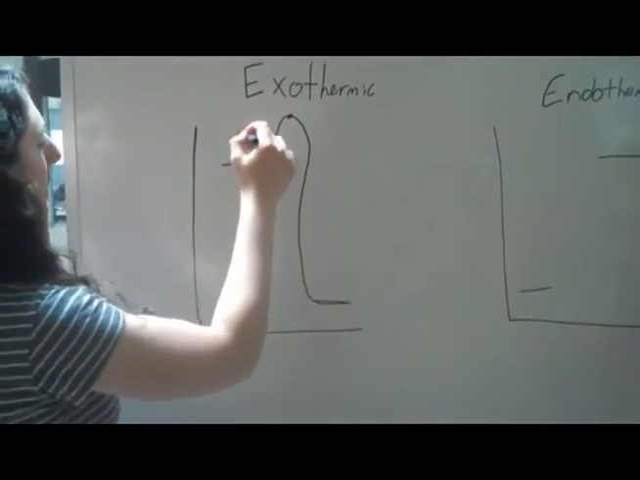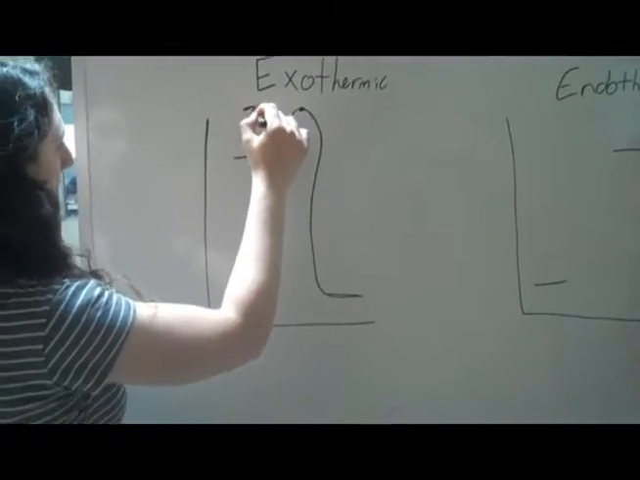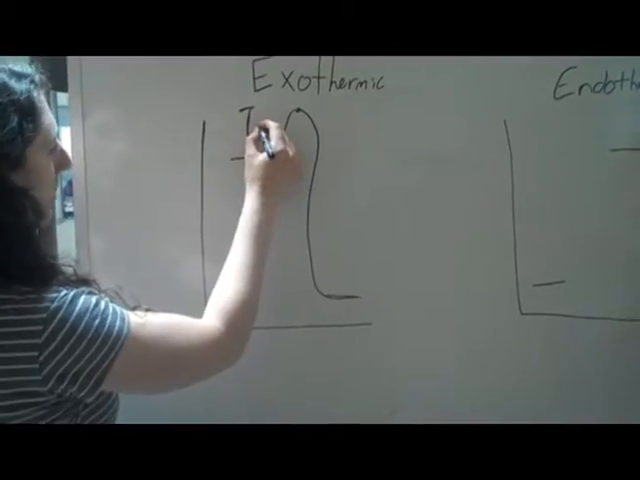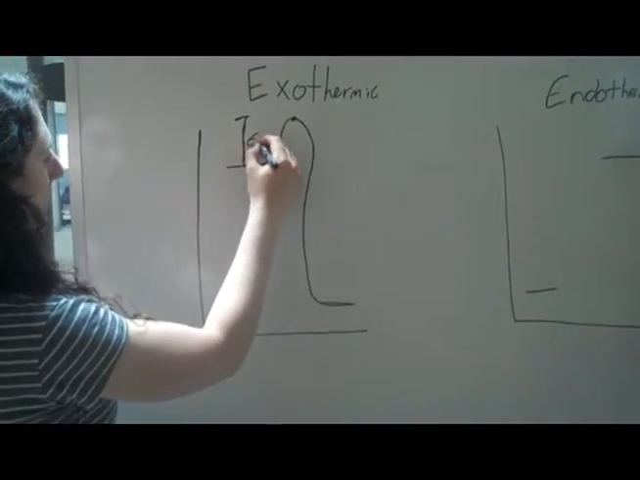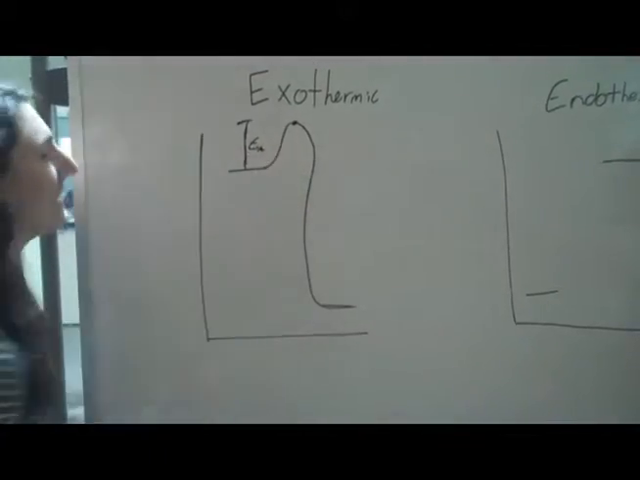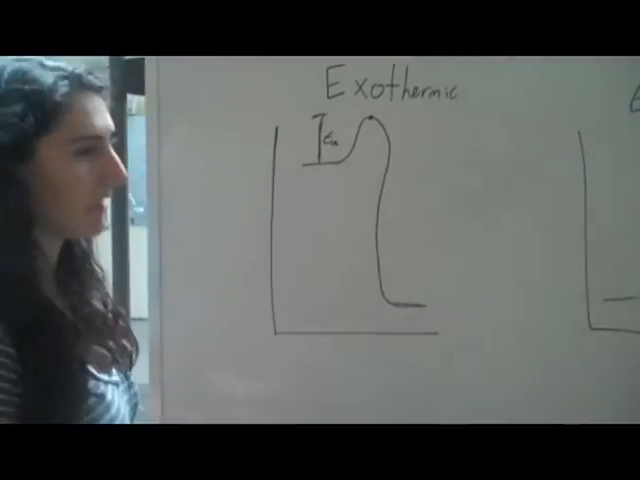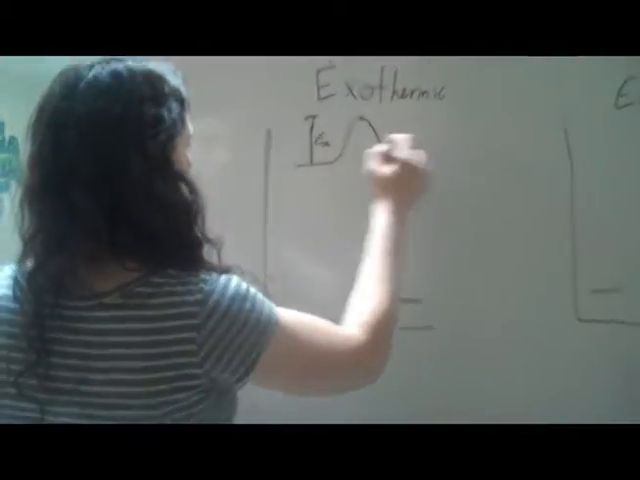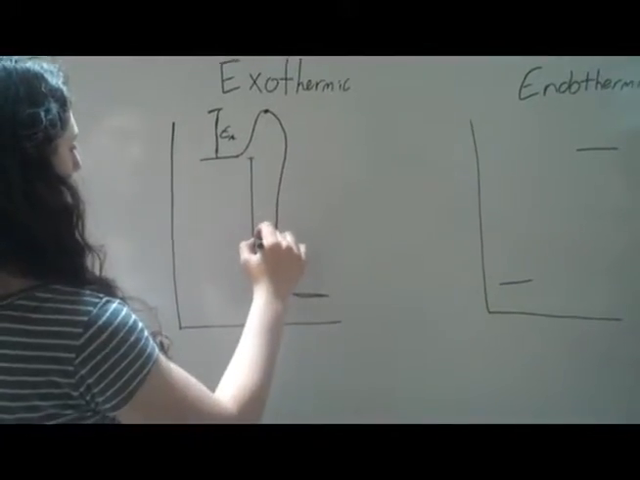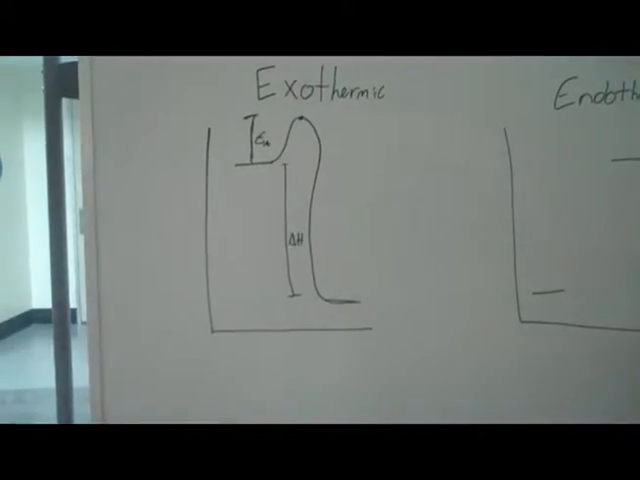You can see what the activation energy is by measuring this, the reactants to the top of the activation complex, and you write it like this. And then you can figure out what the heat is, which is the height of the reactants to the products, which is right here. So delta H. So that's what an exothermic graph looks like.